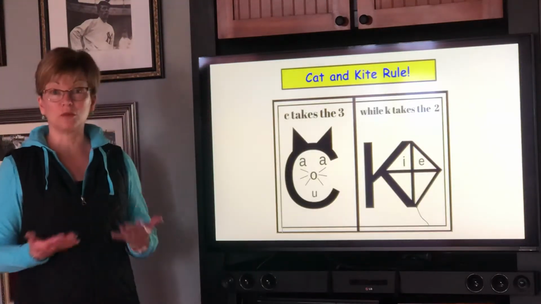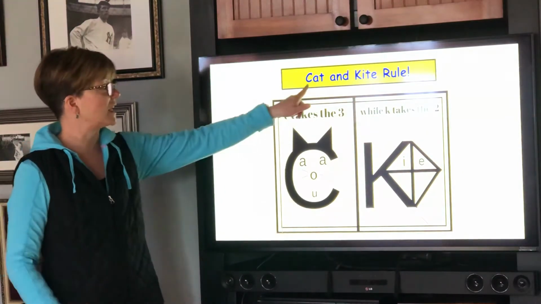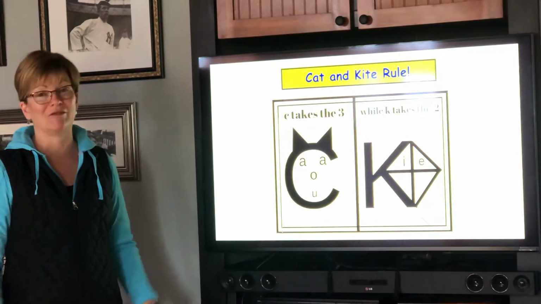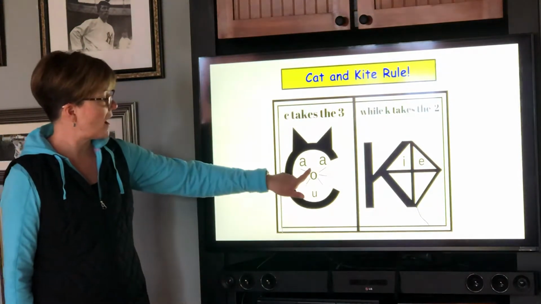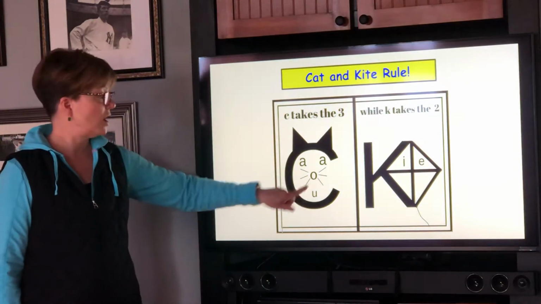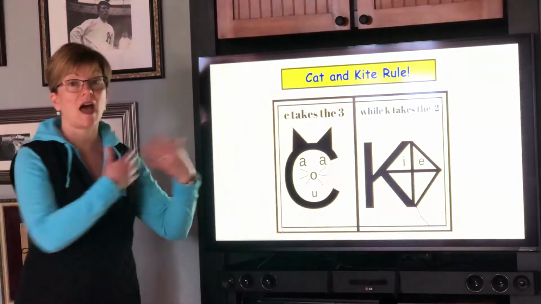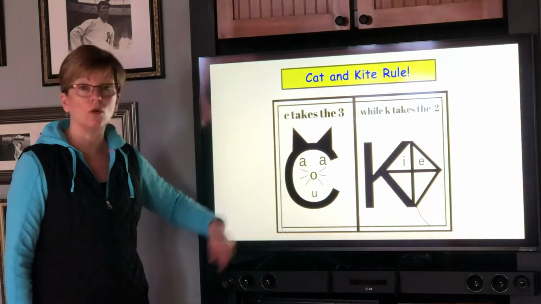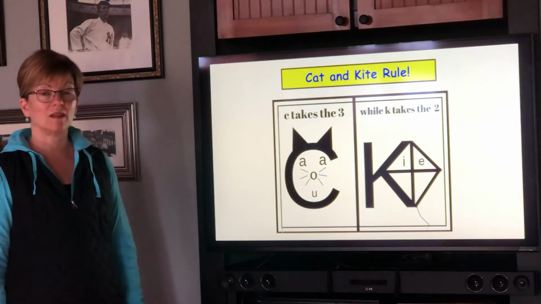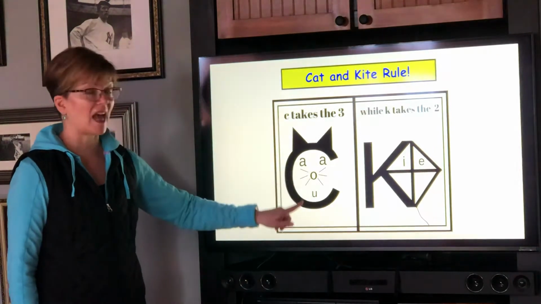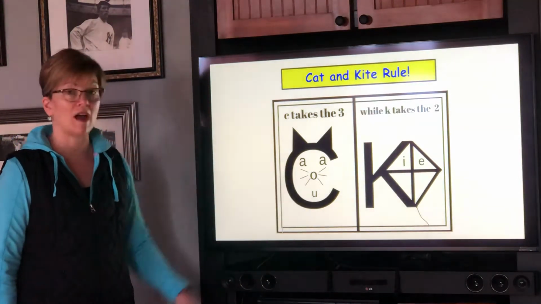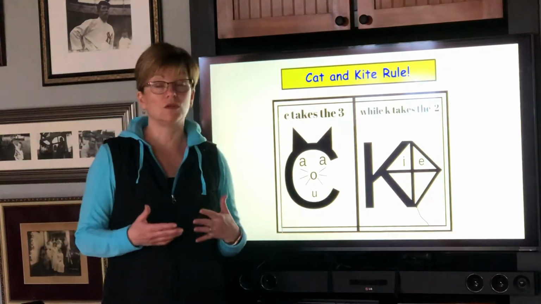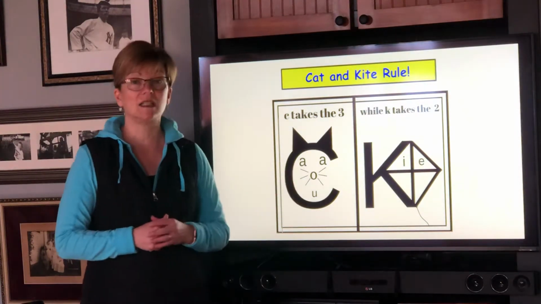Lucky for us, there is a rule for this, a spelling rule, and it's called the cat and kite rule. And it just says that if you hear the K sound at the beginning of a word, and you have an A, an O, or a U sound as the next sound in that word, right after the K, then you're going to use a C. And we see those letters in our cat's face, the eyes, the nose, and the mouth. So that's a really good picture to get in your head to help you remember when to use the C if the next sound is A, O, or U.